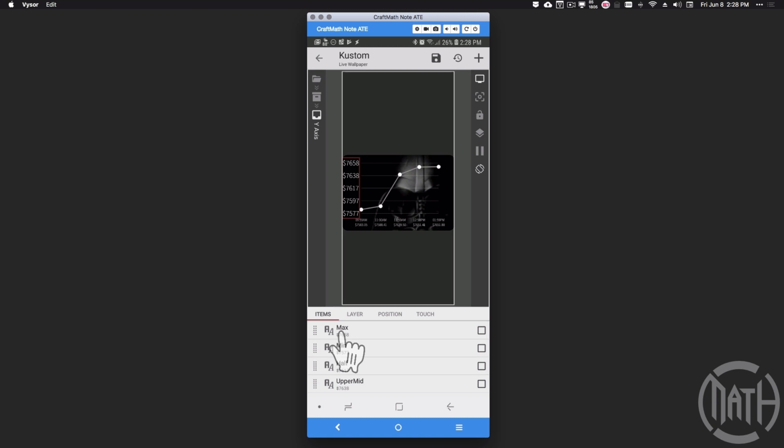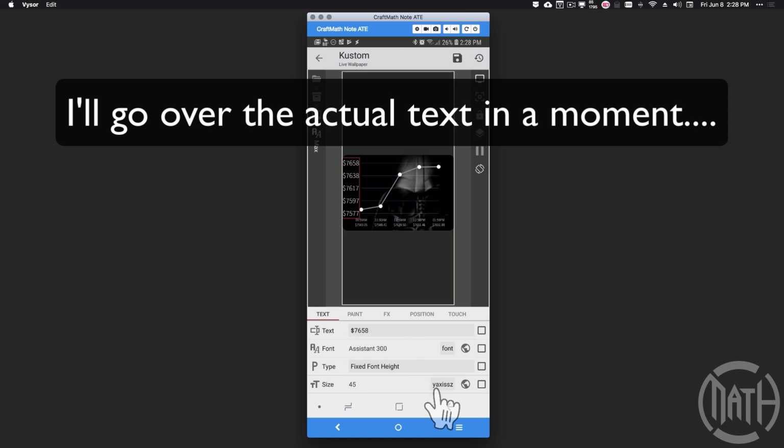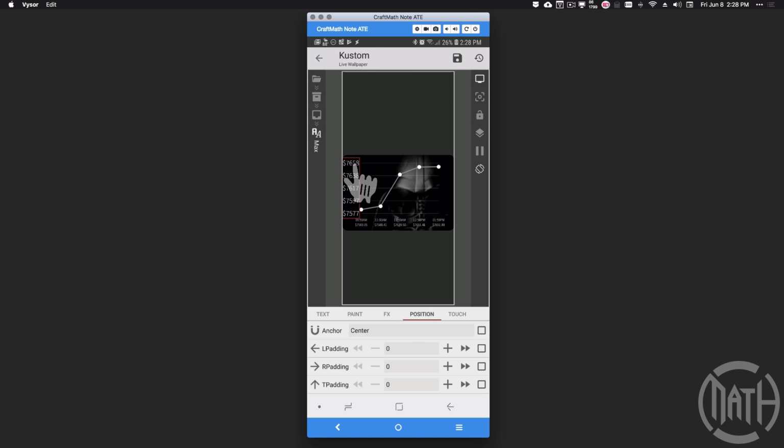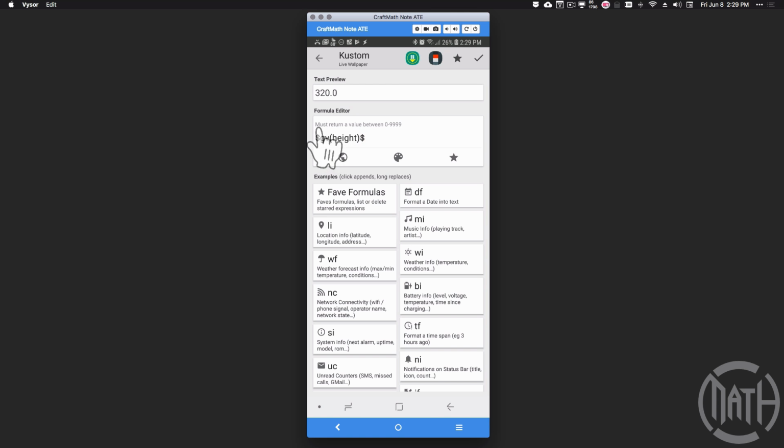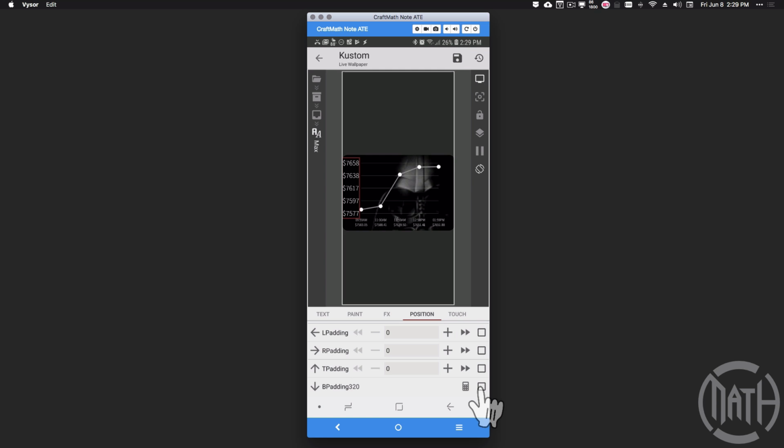So let's go ahead and look at the max price. So I got my font, my size, that's the y-axis size, by the way. And the position of this maximum, this 7,658, I have it positioned in the center, and I have some bottom padding applied. And this bottom padding is GV height. That's the height of our graph, not the height of our background image, just our graph. Now, if I take that away just to show you what's going on, that 7,658 bumped on down. So with that bottom padding, that's how we can move it up.